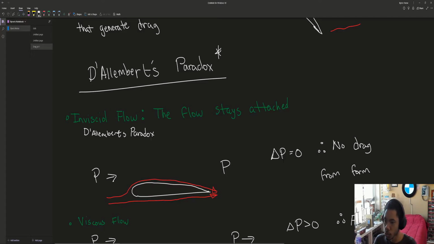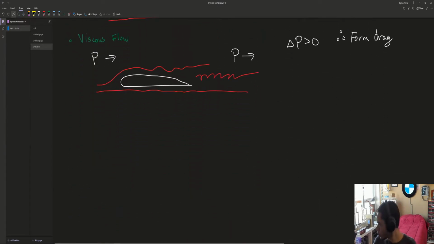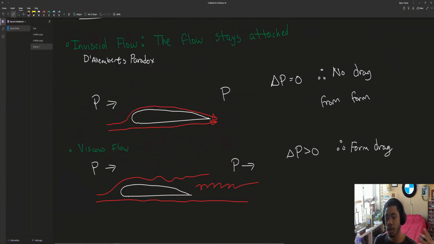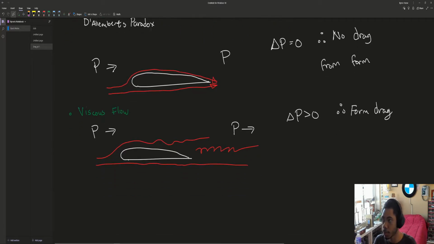There we go. Alright. So that's the basis of form drag. It is the essential drag that you have that is created by pressure and pressure differences.